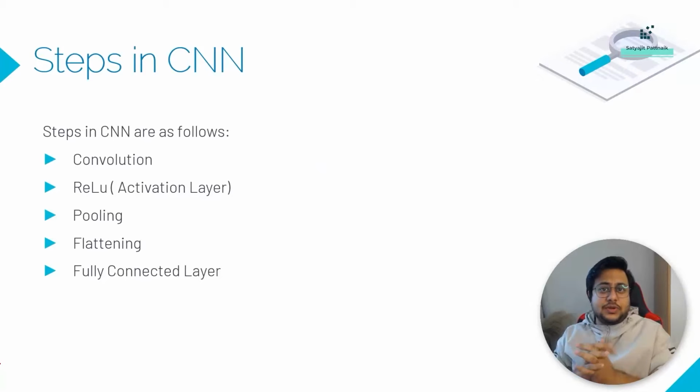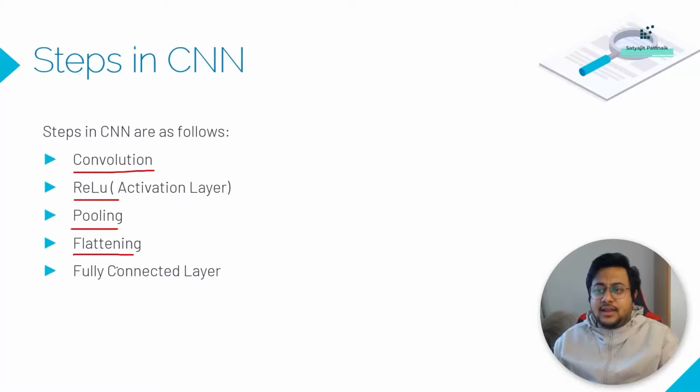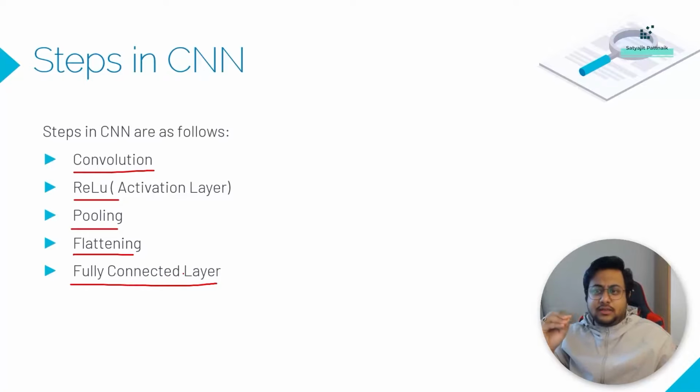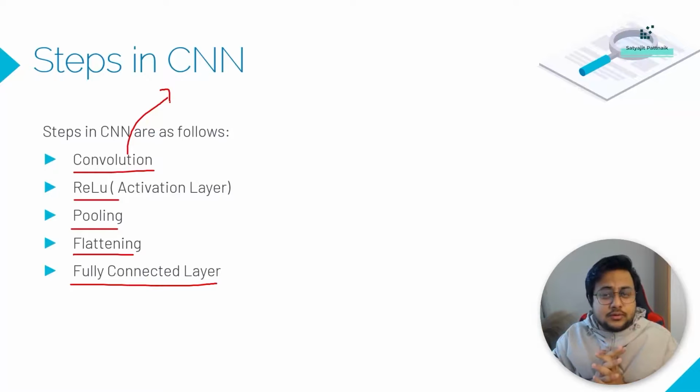In the last class, we talked about the basic concepts behind CNN. We also talked about the various steps like convolution, ReLu, pooling, flattening, and FCL, which is fully connected layer. But what do you mean by convolution? Convolution is the main step, and that is what CNN is all about. CNN is all about convolution. But what exactly is convolution?